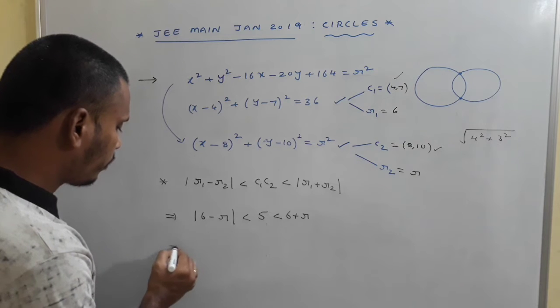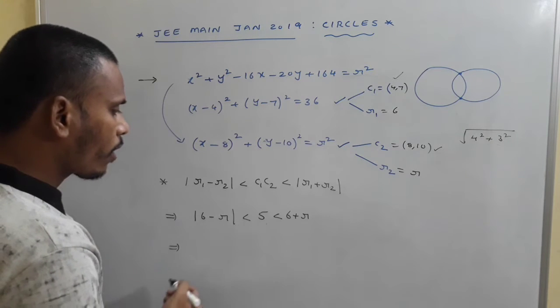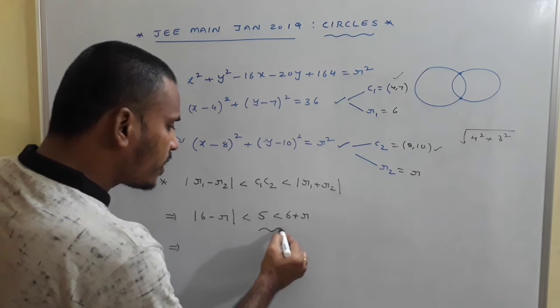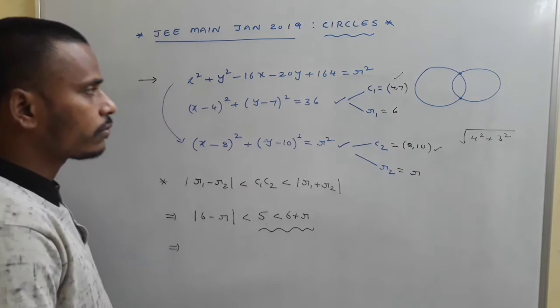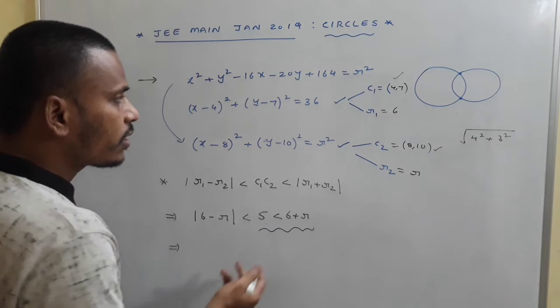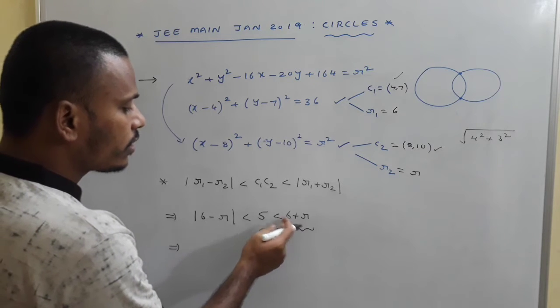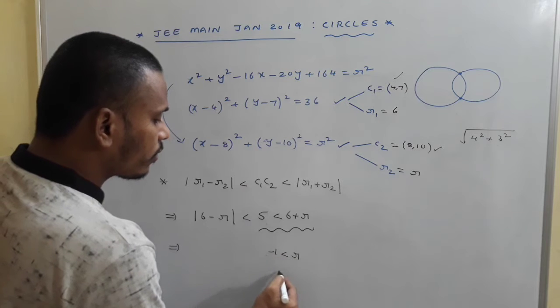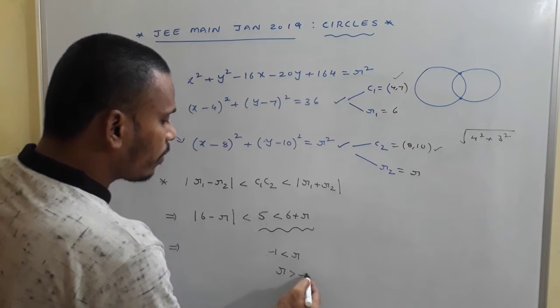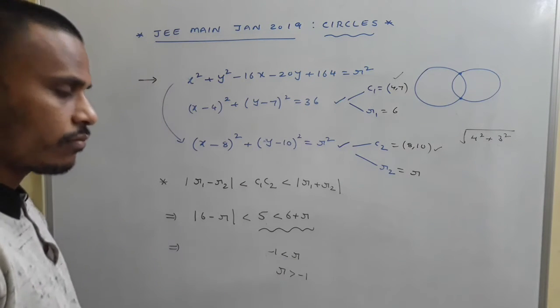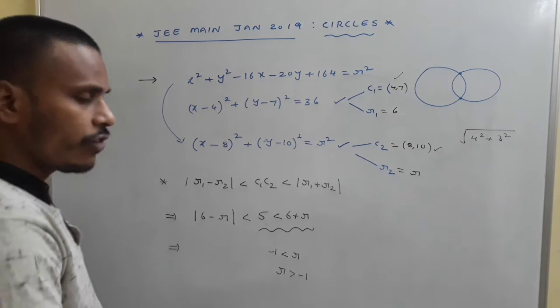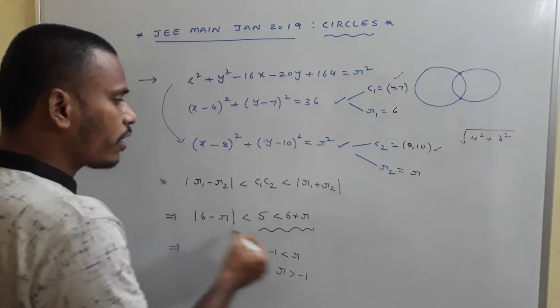Just have a look. Phi less than 6 plus r. If phi is less than 6 plus r, what we need to do? Send 6 this side. Minus 1 less than r. That means r greater than minus 1. Since radius is always positive, r greater than minus 1 is an obvious thing. So we need to concentrate on this part.